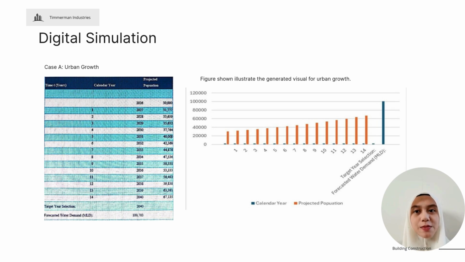Before we run the digital simulation, we performed manual calculation based on the theory method to ensure we are using the right method. Based on case A, which is urban growth, we can observe a consistent and rapid upward trend in population growth starting from the year 2026. By our target, which is 2040, the population reaches its peak, requiring a massive volume of water. This simulation data can help engineers to properly plan the capacity of water treatment plants to ensure long-term stability.